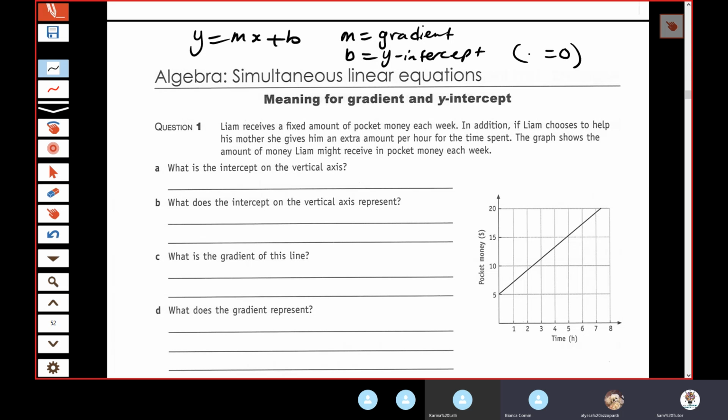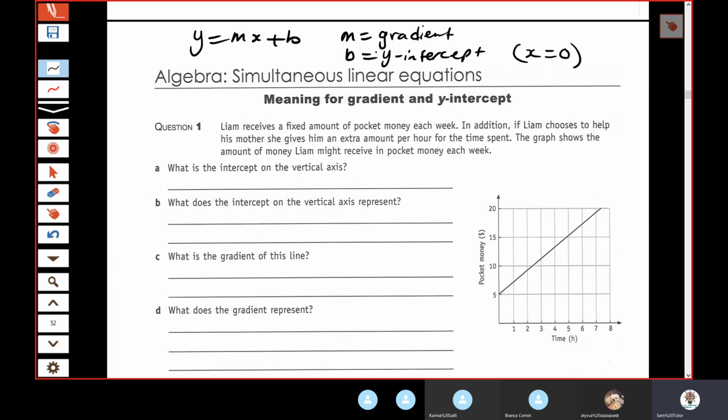X equals 0. If you let x equal to 0, this is gone, m times 0 is 0, you're going to get y equals to b. So if you ever forget, just remember the y-intercept is the letter by itself, or if you let x equal to 0, this bit's going to disappear anyways, and then you're just going to get y equals to b.